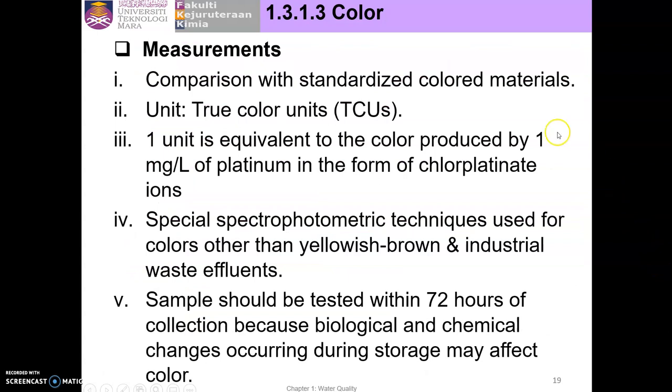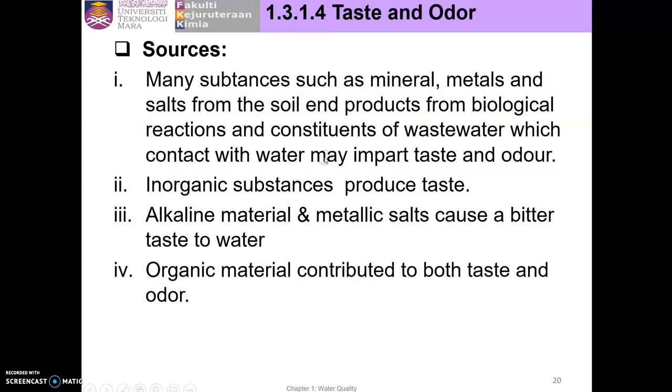So measurement of color can be done by comparison with standardized colored materials. So the unit for color is TCU.